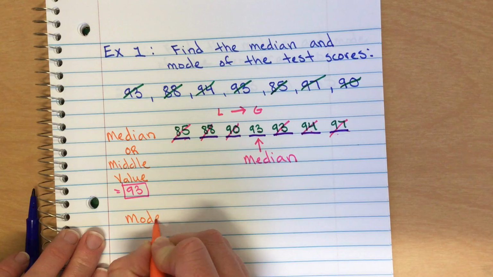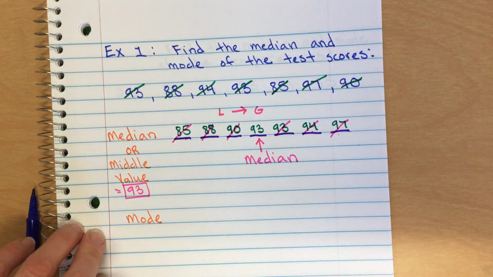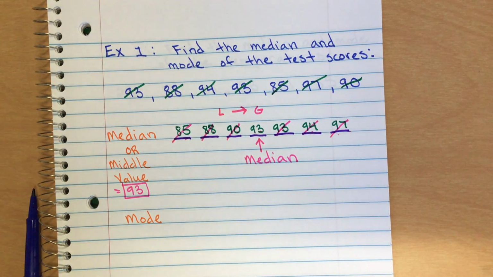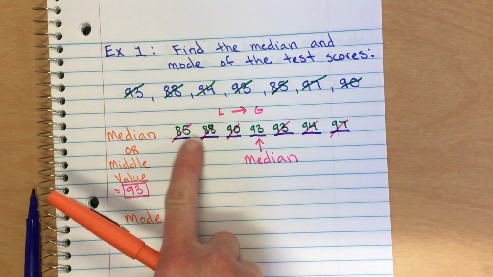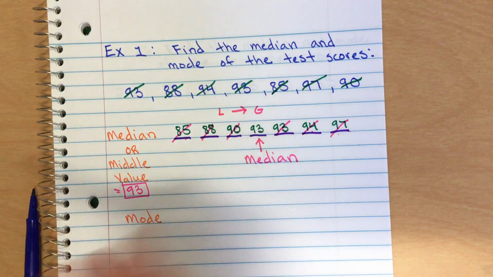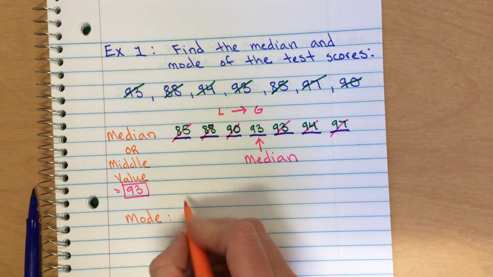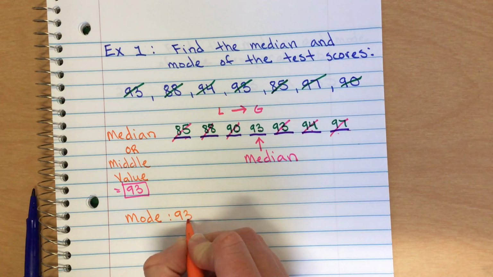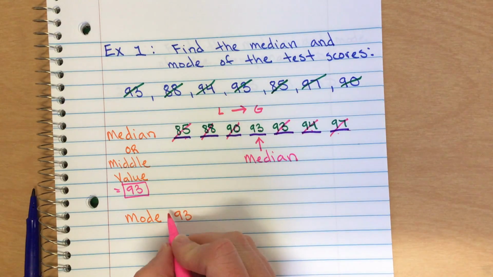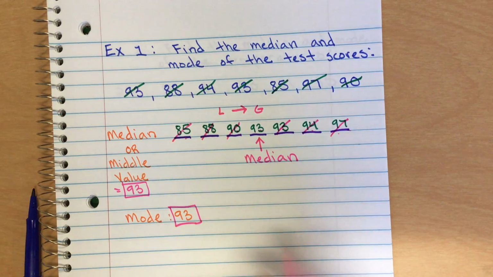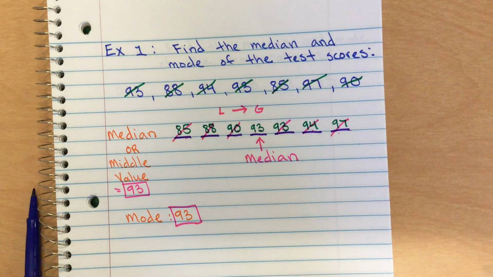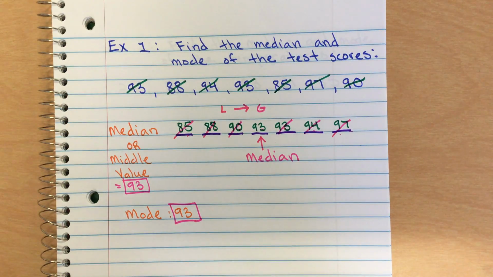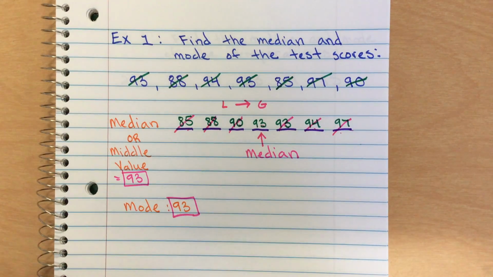Mode means the number that we see the most or frequent. So do we have any numbers that repeat? Well, if we look back at our data set, the only number that I see that repeats is 93. So that means that 93 is our mode. It just so happened that our median and mode worked out to be the same today, and that's okay, that can happen. Does that mean that your mean or your average is also going to be 93? Not necessarily. It could be, but you would have to actually work that out to make sure.